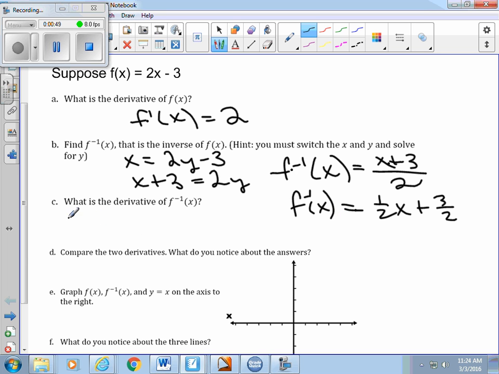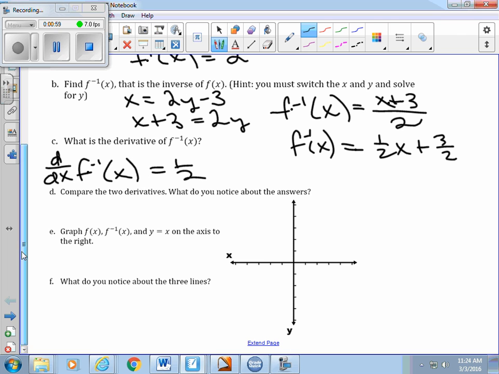What is the derivative of f inverse? The derivative would be 1/2. Did you do low d high minus high d low? If you did, the derivative of the bottom would be 0, and so that whole term would go away when you do high d low.